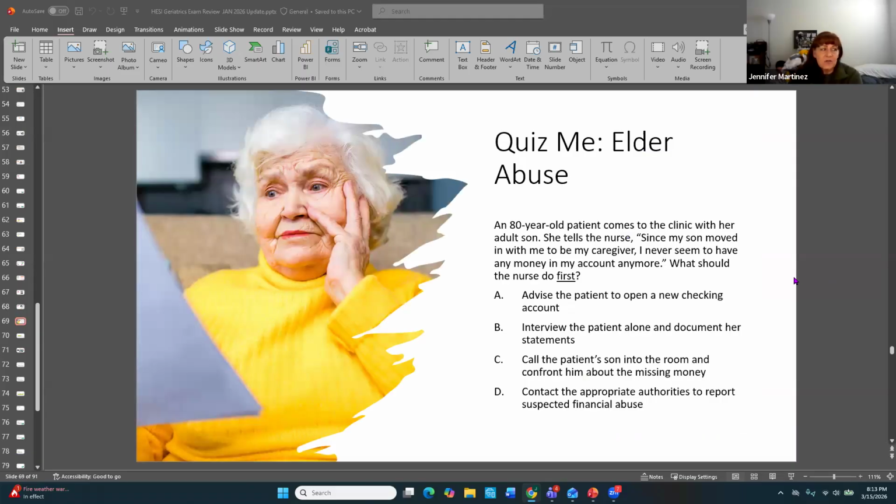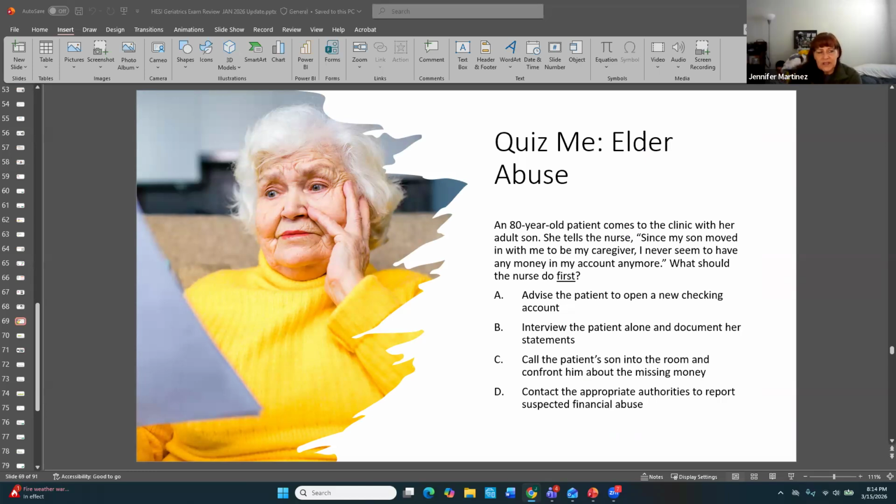All right, so an 80-year-old patient comes to the clinic with her adult son. She tells the nurse, "Since my son moved in with me to be my caregiver, I never seem to have any money in my account anymore." What should the nurse do first?